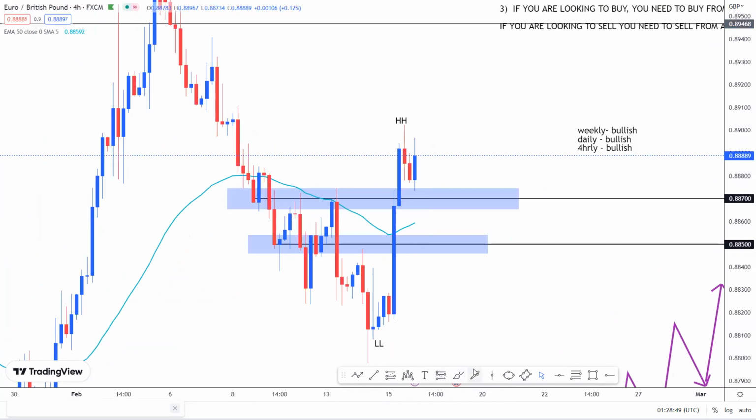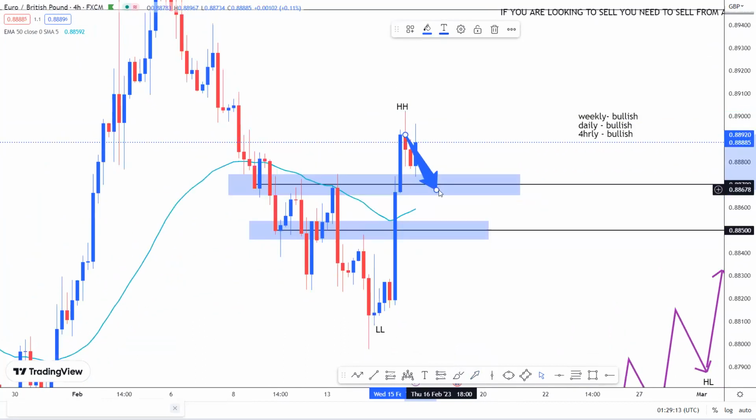So we need for price to give us this nice pullback into our already identified areas of interest. And this is where we then look for confirmations, candlestick confirmations, price action confirmations to go longs from.